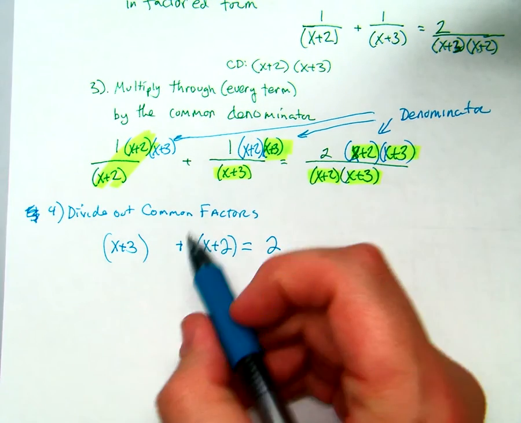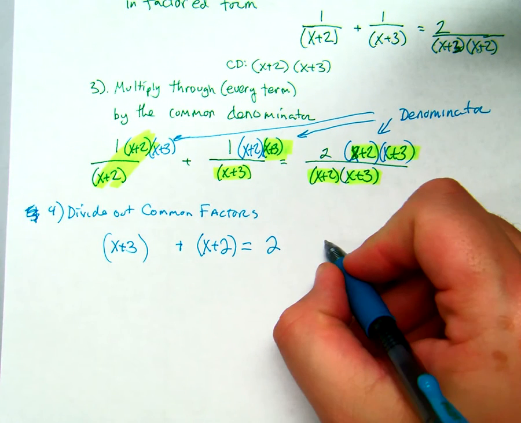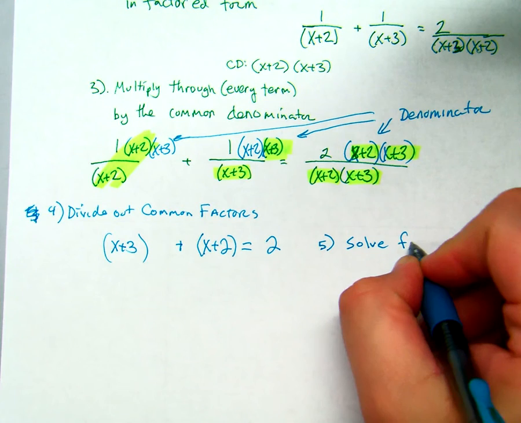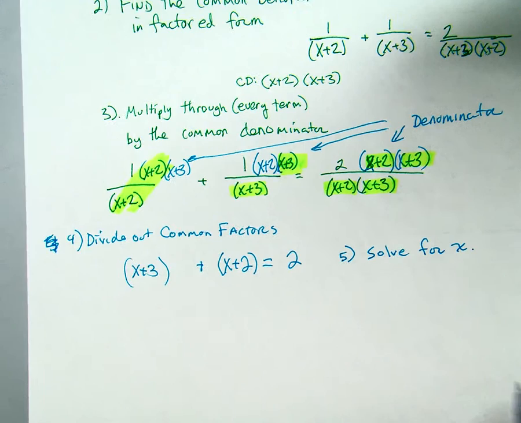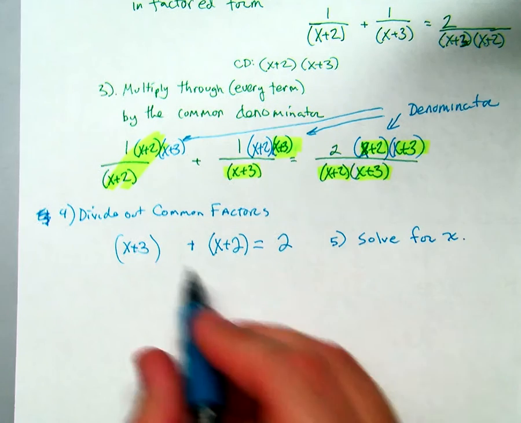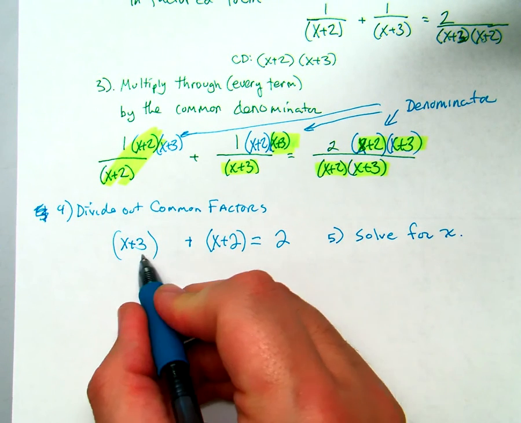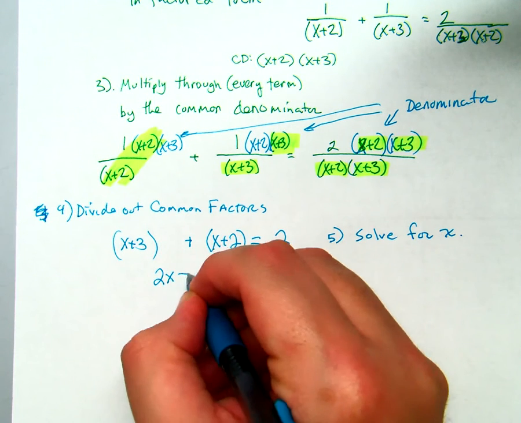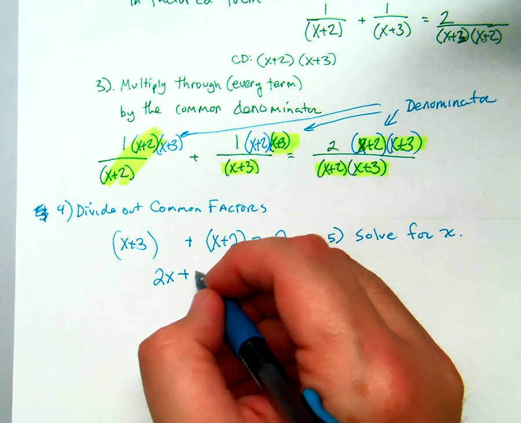And now, after this, I'll put step 5 over here. Solve for x. So I have x plus 3 plus x plus 2. I have x plus x. How many x's are there? 2. All right, so I have 2x plus, what's 3 plus 2? 5, and that's equal to 2.